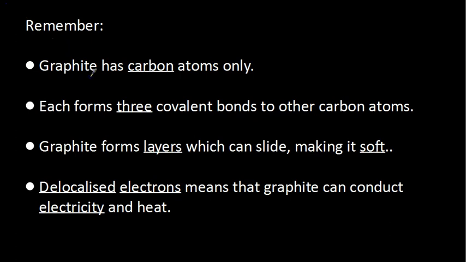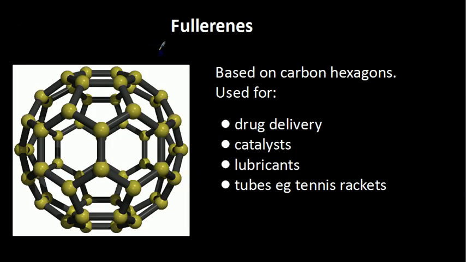So just to recap then, graphite has carbon atoms only. Each of them forms 3 covalent bonds to other carbon atoms, and graphite forms layers which can slide over each other, which makes it soft. And because it only has 3 covalent bonds, we have spare electrons which are delocalized, which means that graphite can conduct electricity. It can also conduct heat, but that's by the by.